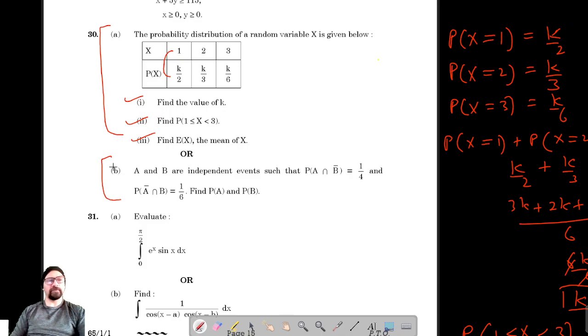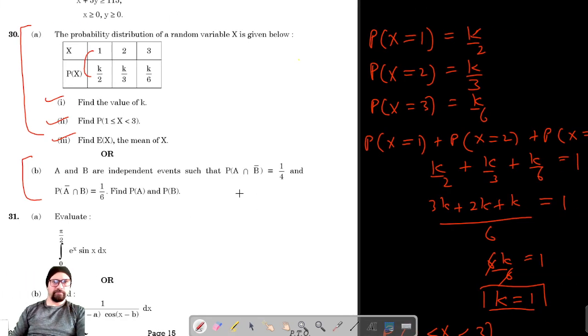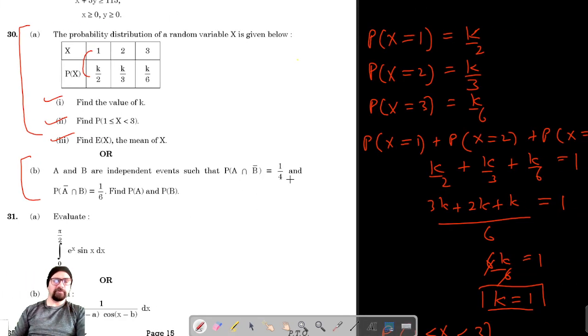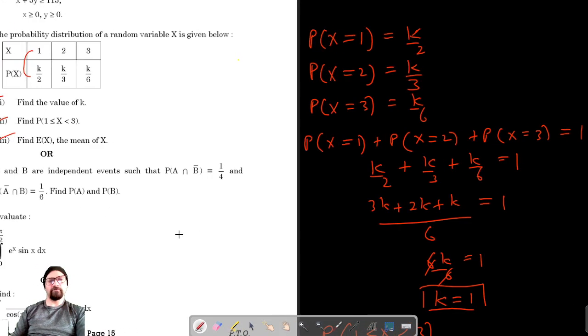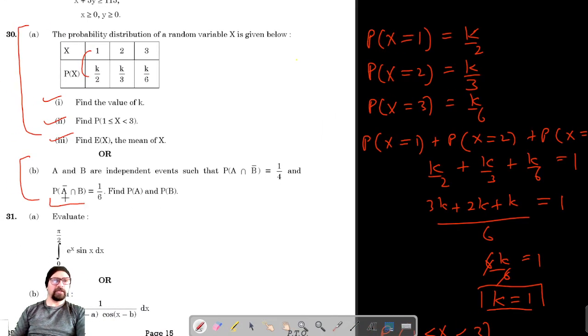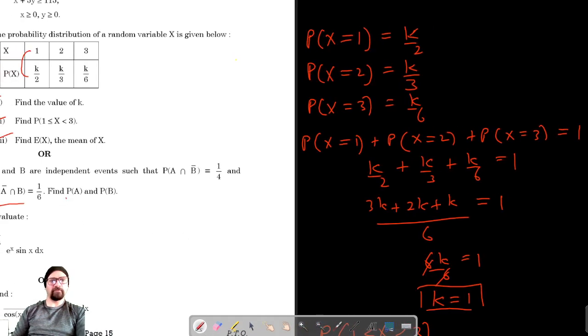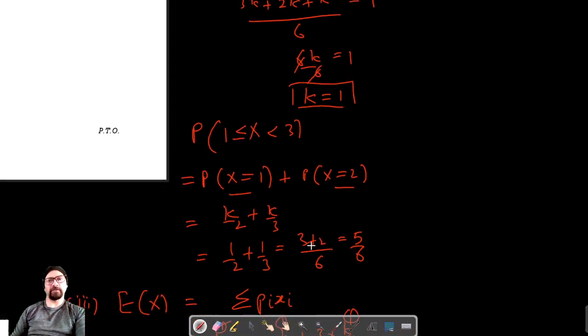We'll also solve the OR. For that, it's given that A and B are independent events such that the probability of A intersection B naught is equal to 1 by 4, and the probability of A naught intersection B is 1 by 6. We have to find the probability of A and B.